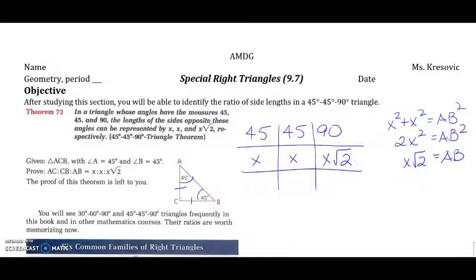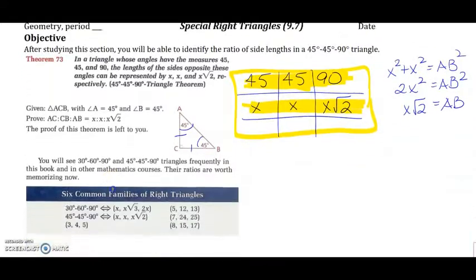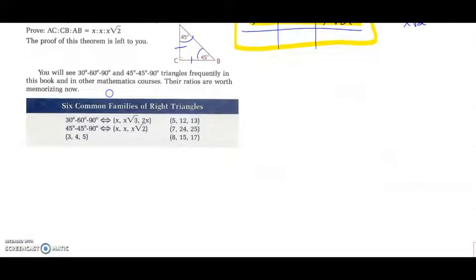So the ratio that you will have in every 45, 45, 90 right triangle is x, x, x root 2. So anytime you have a 45, 45, 90, that's the ratio that you need. So this is the table or the tic-tac-toe board that you'll set up for each of those problems.